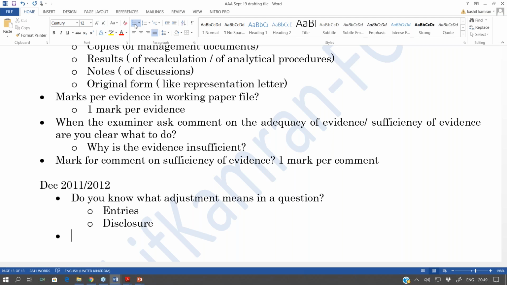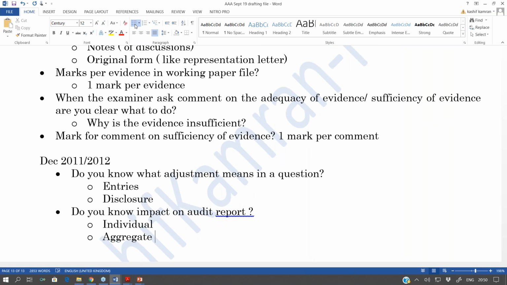Number two, do you know the impact on the audit report? Though we have to do it on the last day, do we know the impact on the audit report? It should be individual and it should be aggregate. So have we learned that individual and aggregate today, which will carry forward to day 5 of the practice to pass on Friday.